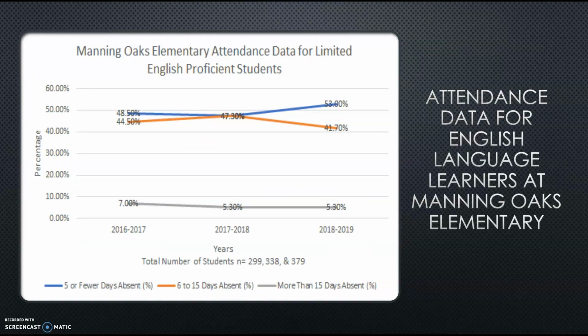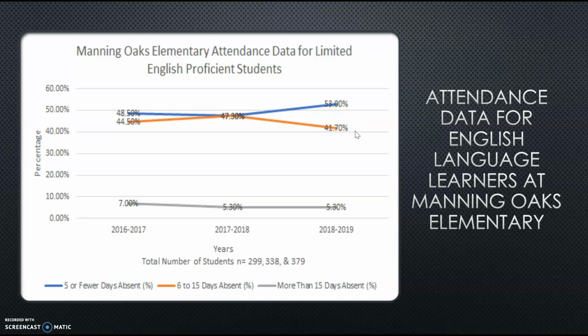Here we can see the attendance data for English language learners, also known as limited English proficient students. The number of students absent from school for 5 or fewer days increased from 48.5% in 2017 to 53% in 2019. The number of students absent between 6 and 15 days increased from 44.5% to 47.3%, and then began to decrease to 41.7%.